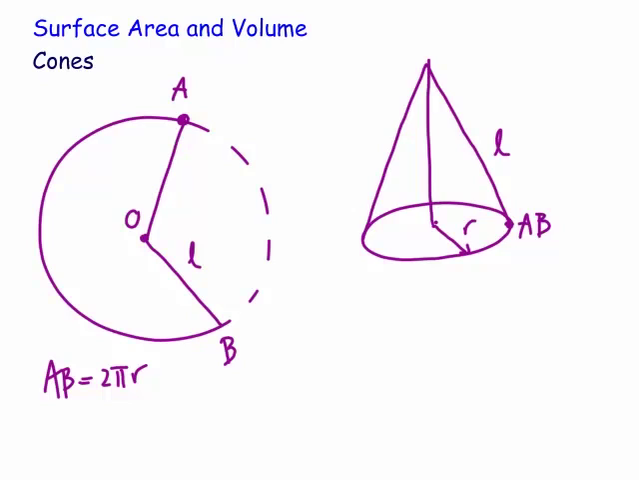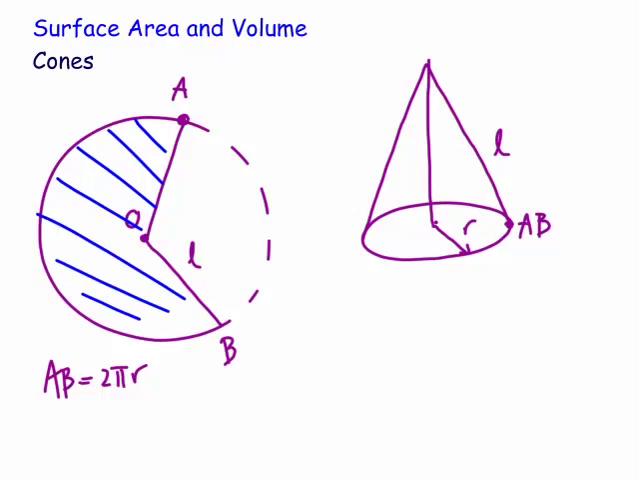So let's have a quick look at some ratios. The ratio of the area of the sector, which is what we want to find. So this is what we want to find, basically, this bit here, which is the bit that wraps around the cone. Let's call that AS, the area of the sector. So what are we after? We're after AS, the area of the sector, to the area of the circle.